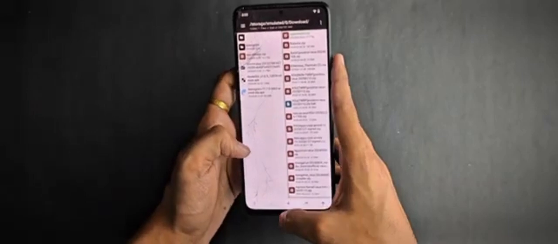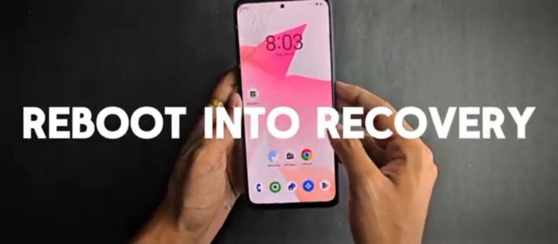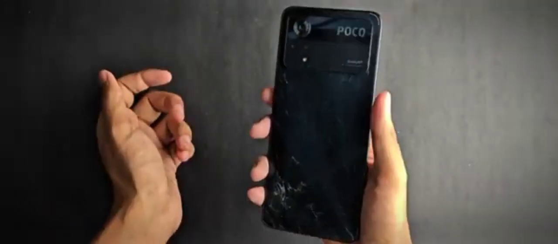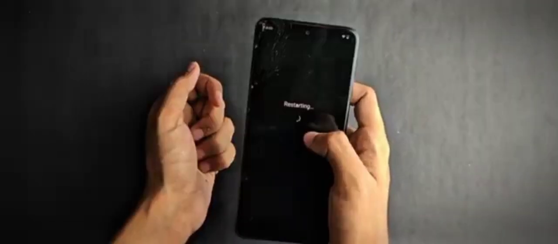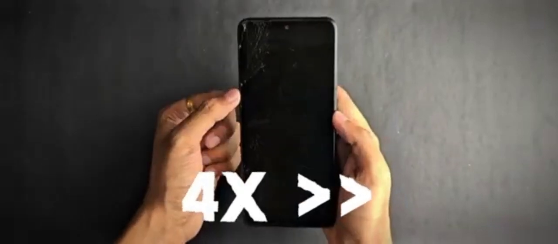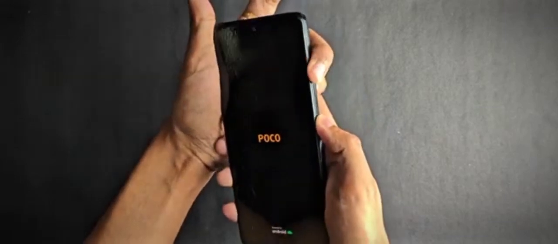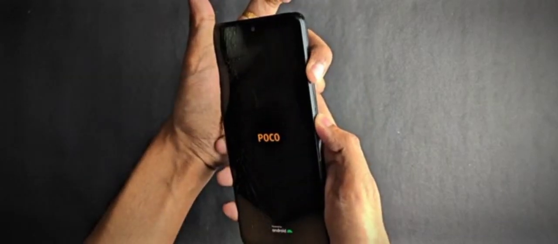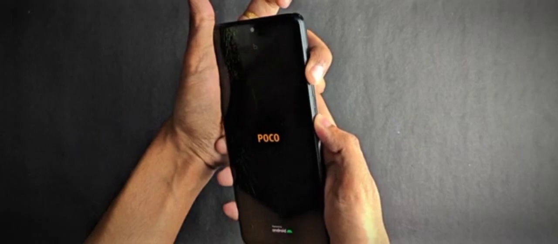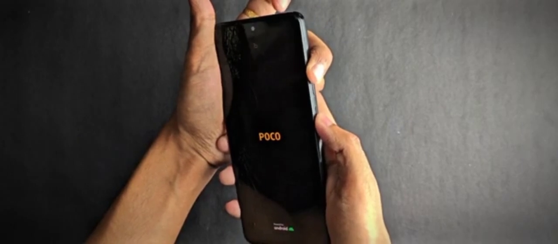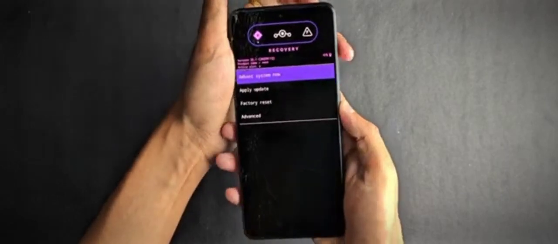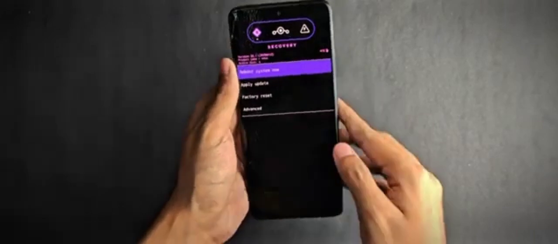Now once it's done, you will need to reboot your phone into the recovery mode. So as I got the Poco X4 Pro, let me reboot my phone. And once it starts rebooting, I'll hold the power and volume up button at the same time until it boots into the AOSP recovery, as I got Lineage OS installed right now. So once it's booted into the recovery mode, I'll simply install the Magisk file by selecting it from here.